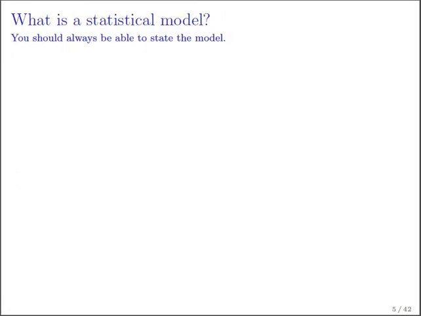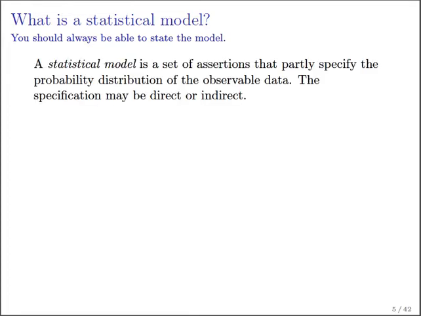So what's a statistical model? In any problem, you should be able to state it. Here's my definition. A statistical model is a set of assertions that partly specify the probability distribution of the observable data. And the specification may be direct or indirect. Here's what I mean.